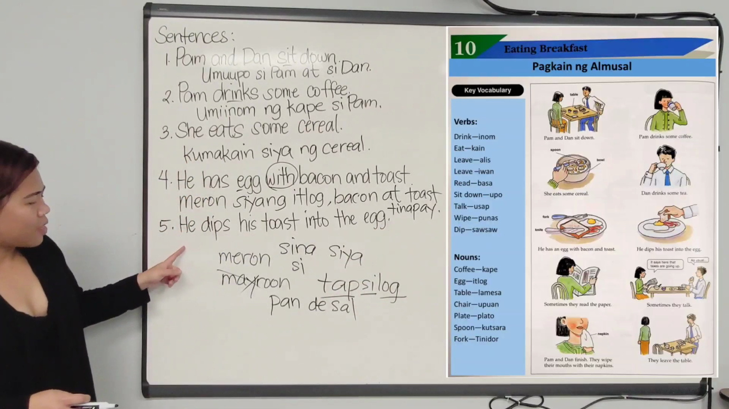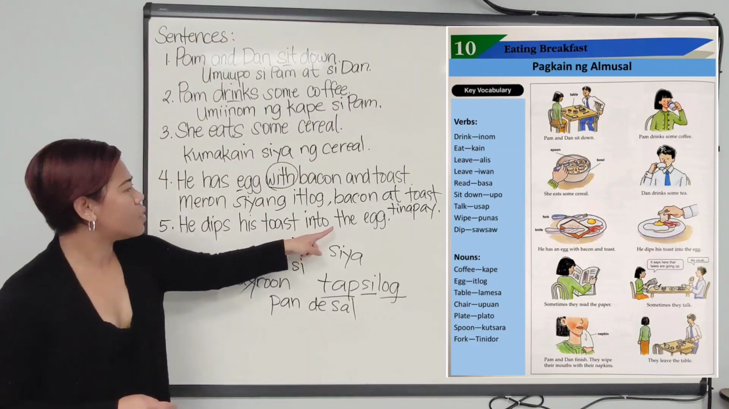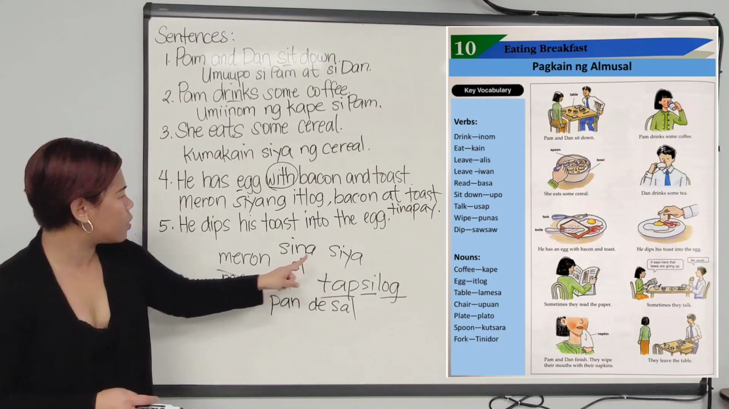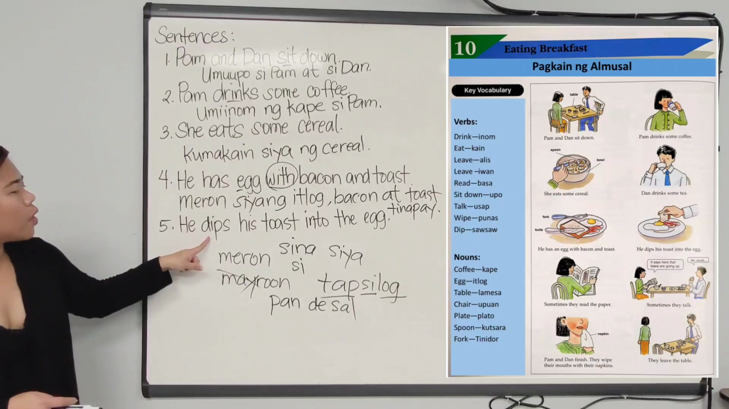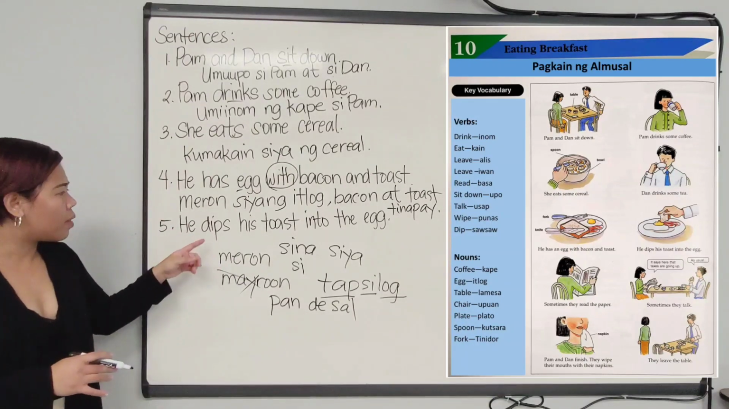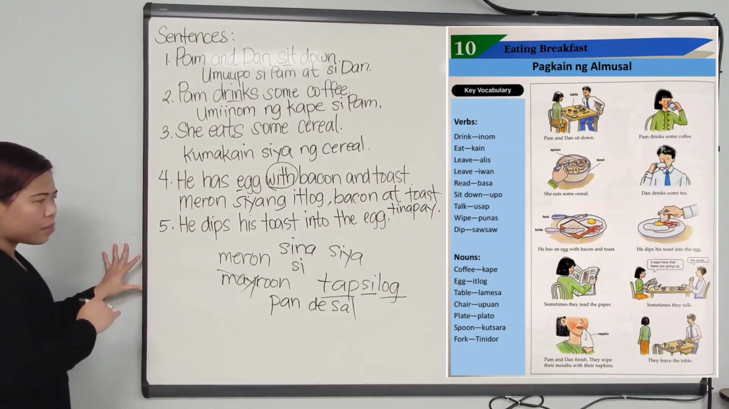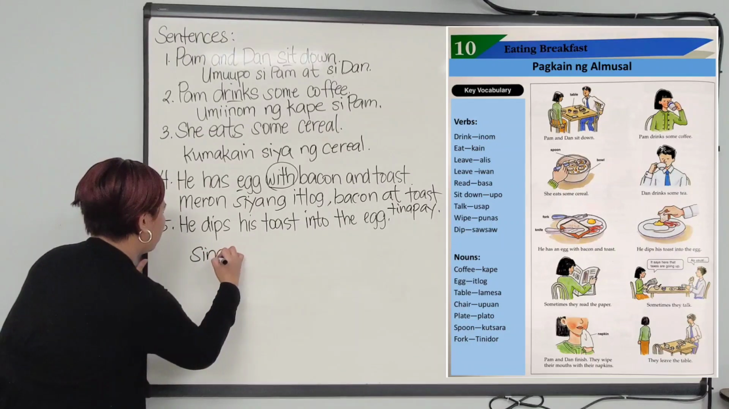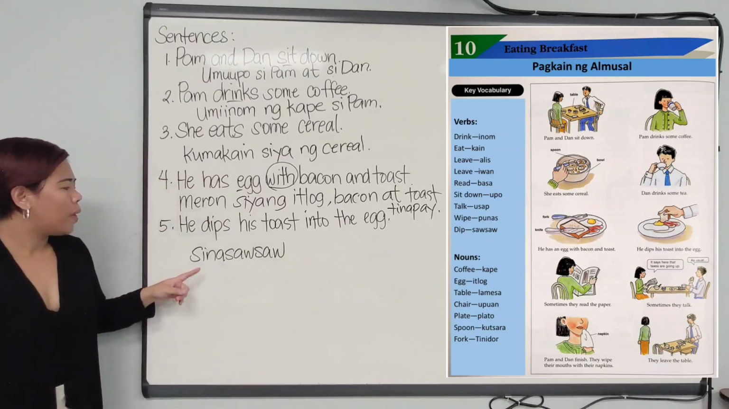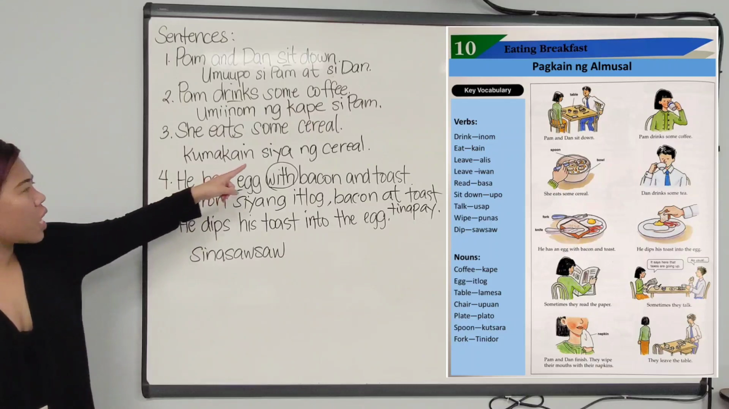All right, this one. He dips his toast into the egg. He again, so we'll use this one again. Dips is our verb. Dips is sinasawsaw. Present form, sinasawsaw, right? So we'll start with this one. Sinasawsaw. He is supposed to be siya.